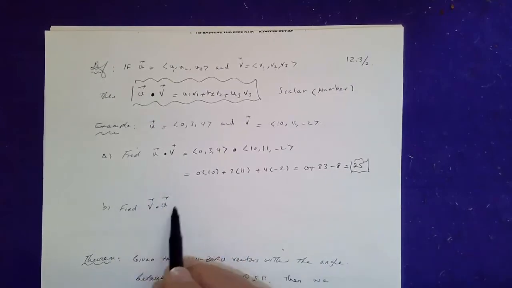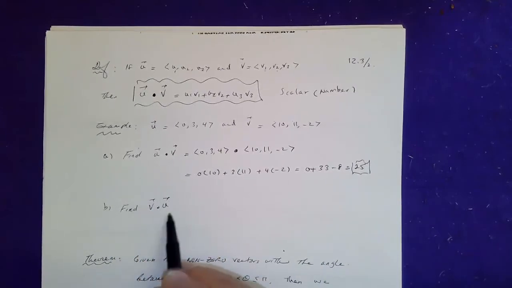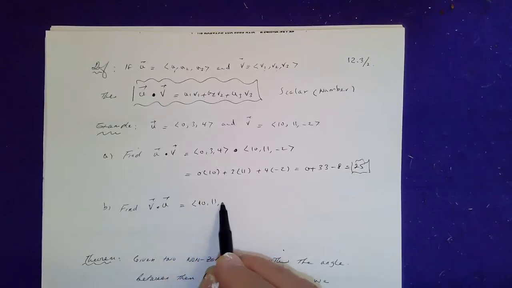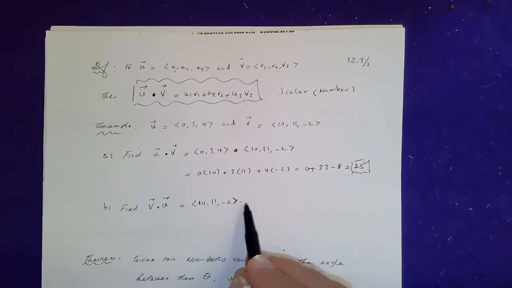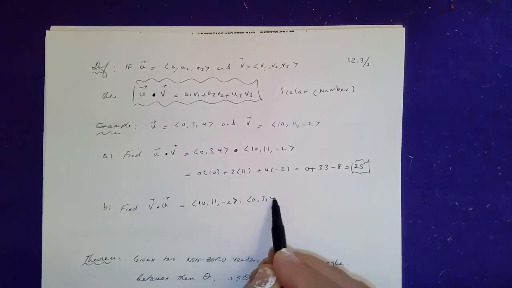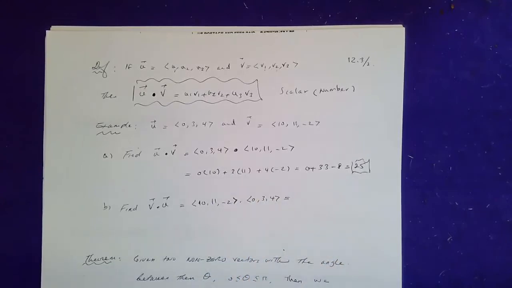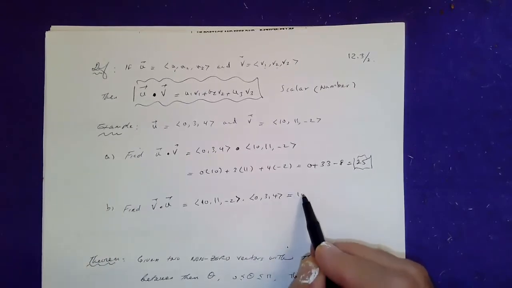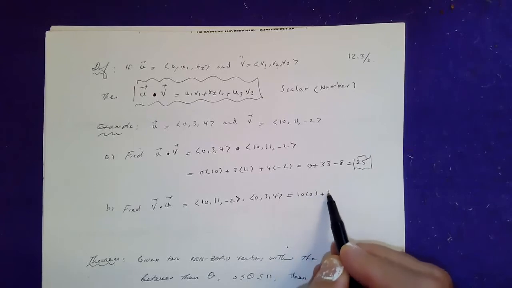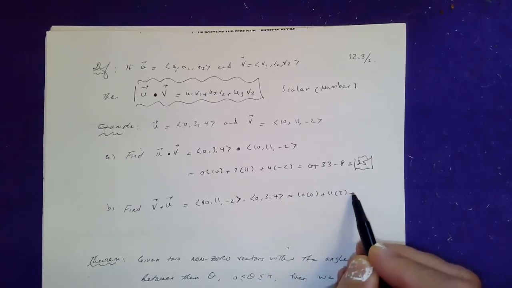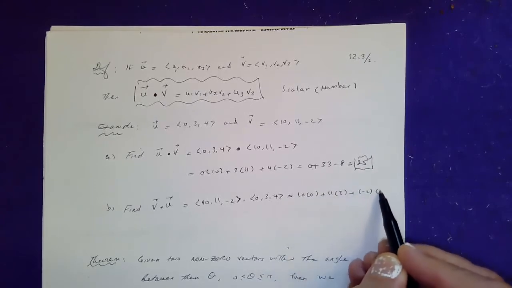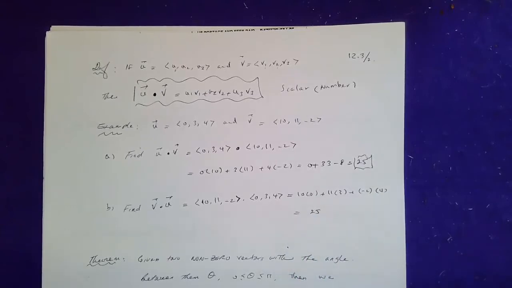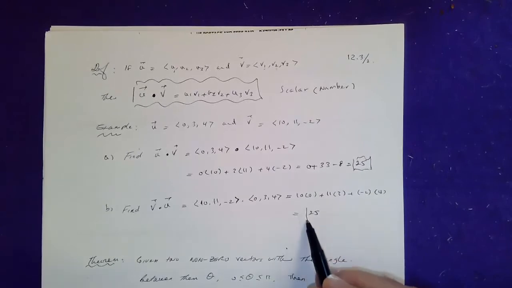Does it matter if I switch the order of the dot product? Turns out it doesn't matter. And so the idea is that the dot product is commutative, meaning the order doesn't matter. Notice we still get 10 times 0, 11 times 3, and -2 times 4, which is 25. Is that right? So there you have it.